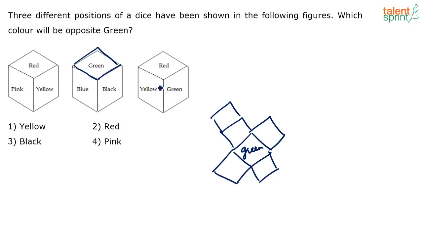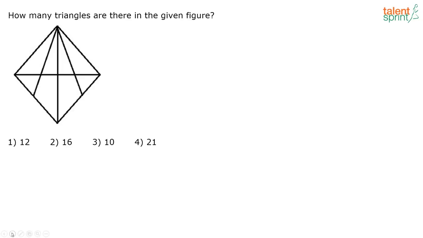Here there is green, yellow, red. So 2 adjacent sides are yellow and red. The other 2 adjacent sides are blue and black. So these are the 4 adjacent sides of green. So this yellow, red, blue, black, all this is going to come here. Now which is the only other face that is left? That is going to be pink, and that means pink is not an adjacent side of green. So which is opposite to green? It is going to be pink. Option 4. So the correct answer here is pink. Opposite to green will be pink.